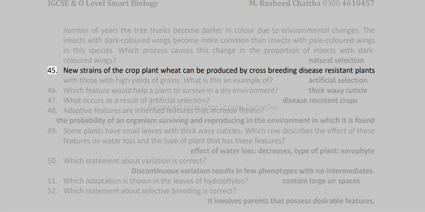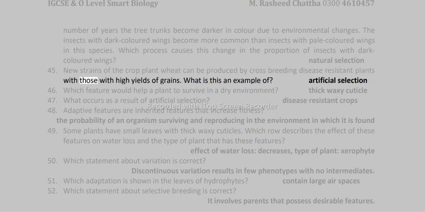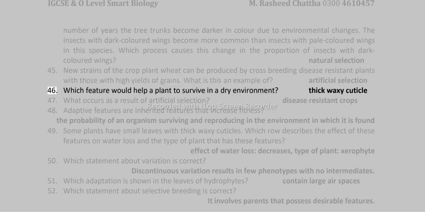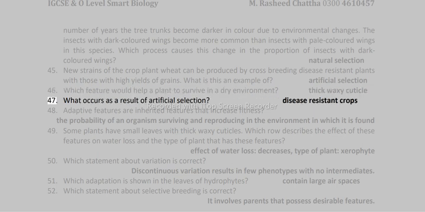Natural selection. Question 45. New strains of the crop plant wheat can be produced by crossbreeding disease-resistant plants with those with high yields of grains. What is this an example of? Artificial selection. Question 46. Which feature would help a plant to survive in a dry environment? Thick waxy cuticle. Question 47. What occurs as a result of artificial selection? Disease-resistant crops.